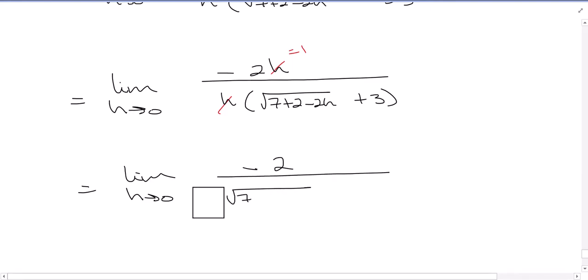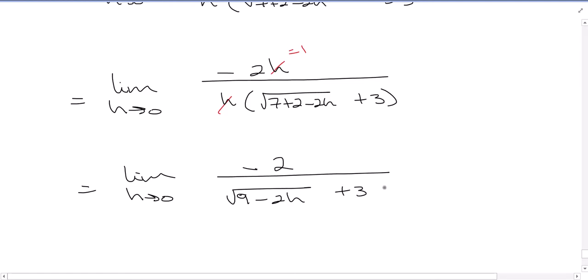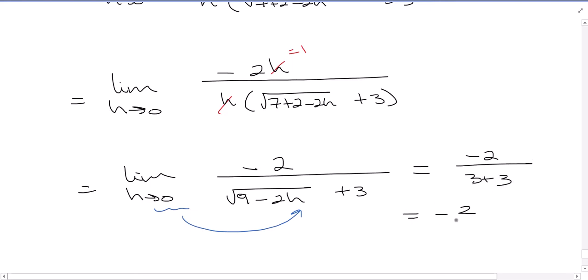Well, let's just add those up. I keep writing 7 plus 2. 9 minus 2h plus 3. And now let's see, if I plug in h equals 0, there's only one h, so I'm going to plug it in there. So this becomes 9 minus 0, so it's just the square root of 9, which is 3. So this is minus 2 over 3 plus 3, which is minus 2 over 6, which is, what, negative 1/3.